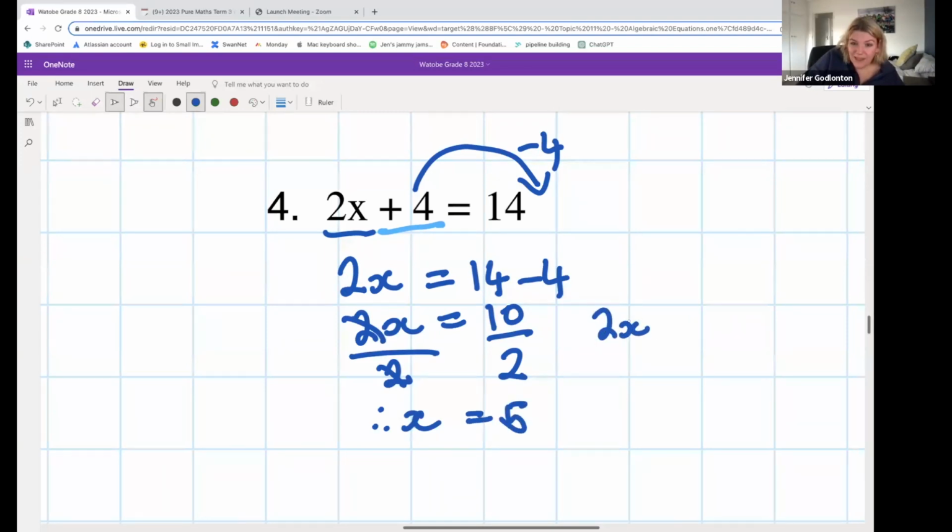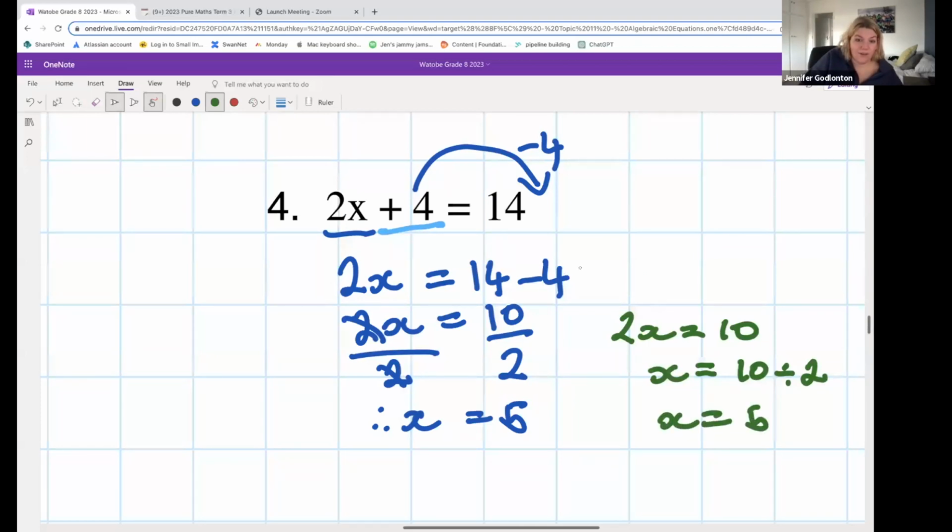Now at this step here, I'm just going to write it out using our divide sign in case you are struggling with the fraction. So 2x is equal to 10, which means x is equal to 10 divided by 2, which means x is equal to 5. Okay. Nice job, guys. You're doing great.